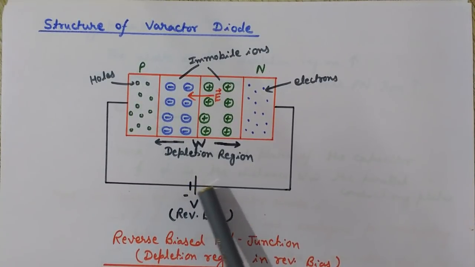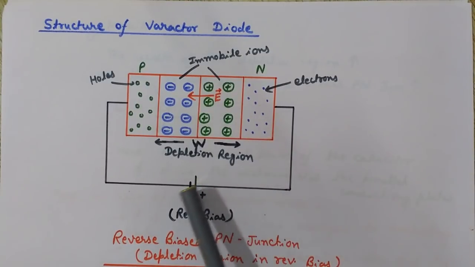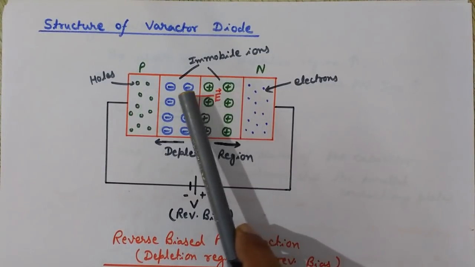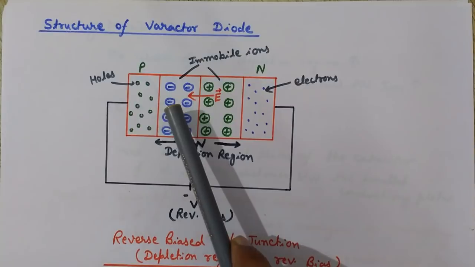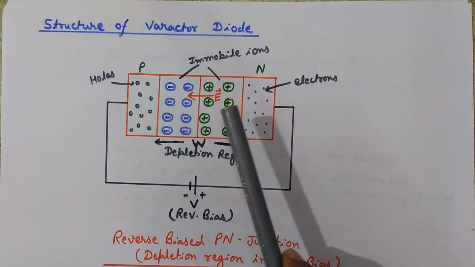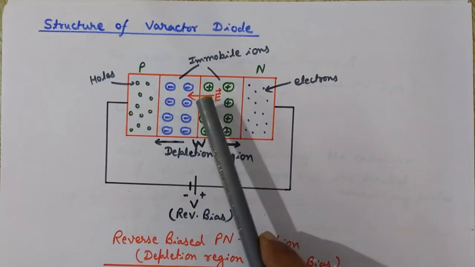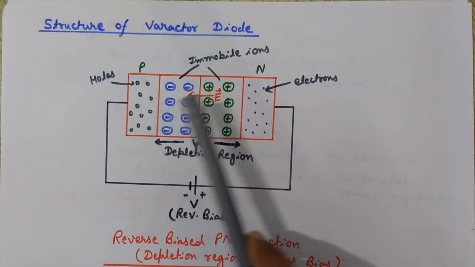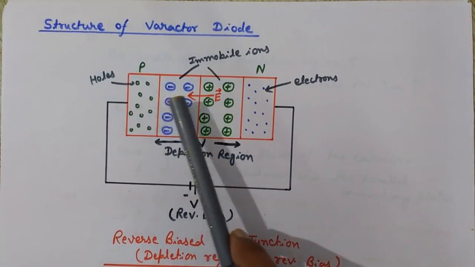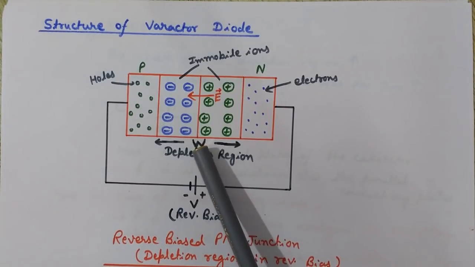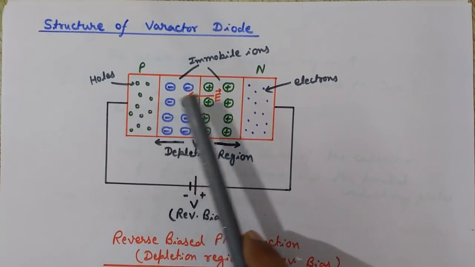Since it is reverse biased, the electric field is in this direction. This is the negative terminal and this is the positive terminal of the battery, and because of this polarity, the direction of electric field is as indicated by this arrow, towards the left side. As we know, holes are positively charged and electrons are negatively charged, therefore the force on the holes will be in the direction of the electric field. So holes would be moved in the direction of electric field, that is away from this depletion region. This is the depletion region, its width is W, indicated with the W sign. So they will be pushed away from this depletion region.